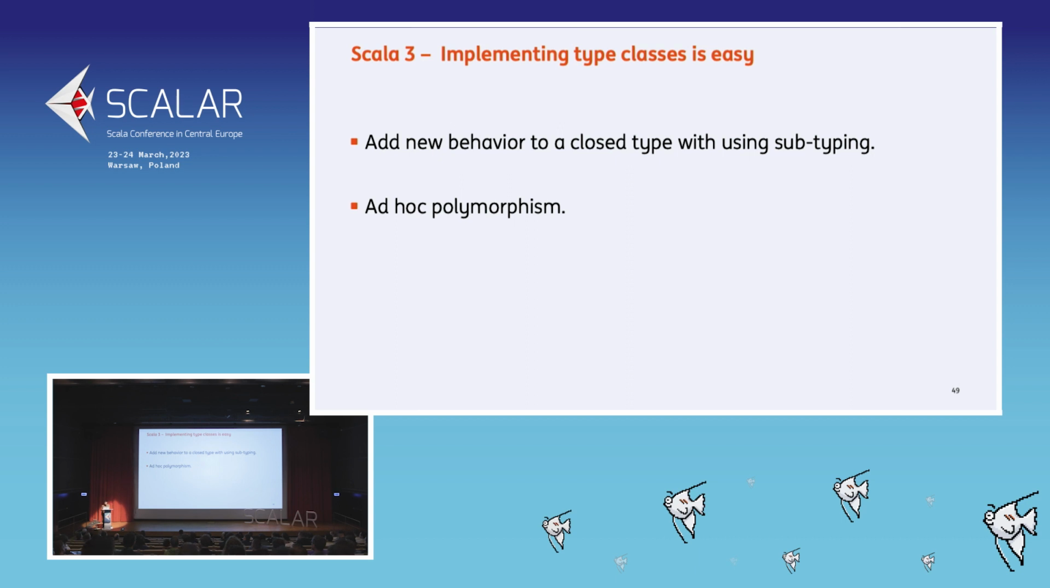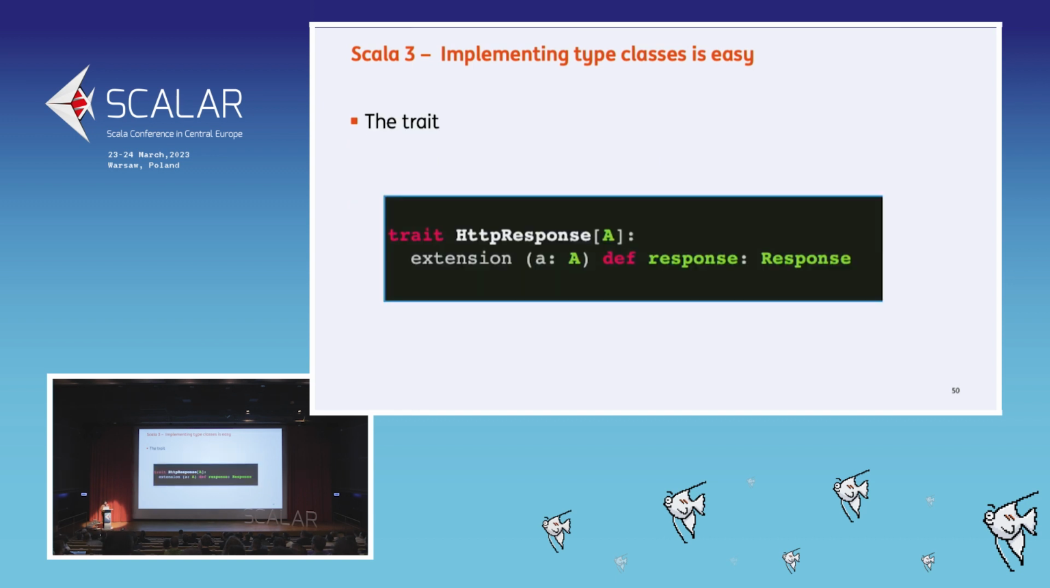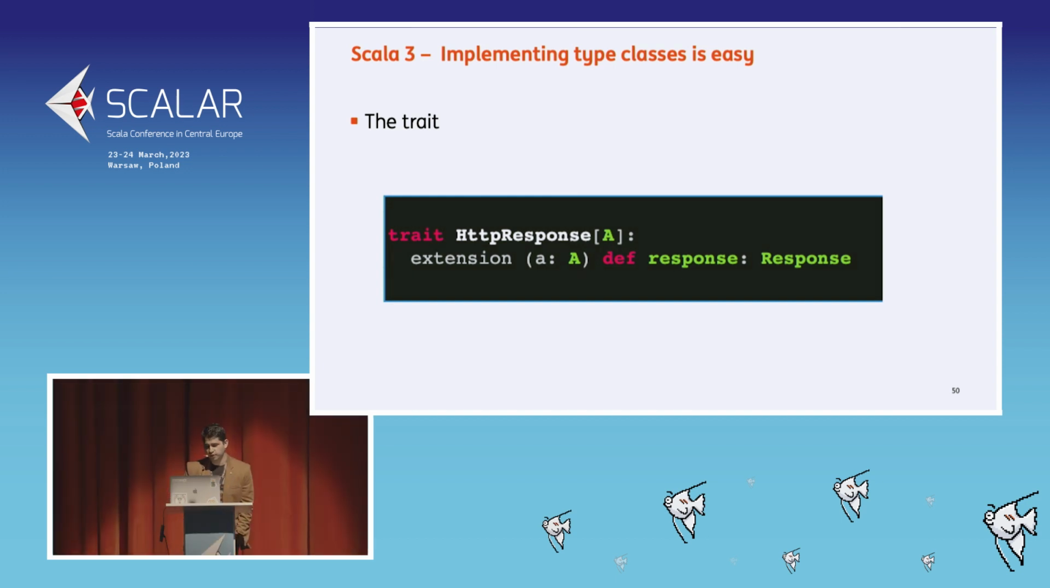So how do you add new behavior? Let's look at that. First, the behavior. What behavior do I want to add? That's a trait first. In my example, the idea is that given any type A, I want to create a response from that A. So in Scala 3, you would have a trait, and you would write an extension method, which is basically the behavior you want. So we define a response trait and an extension method on it that takes an A and returns an HTTP response. That's the type class idea, basically, which is shown using a trait and an extension method.